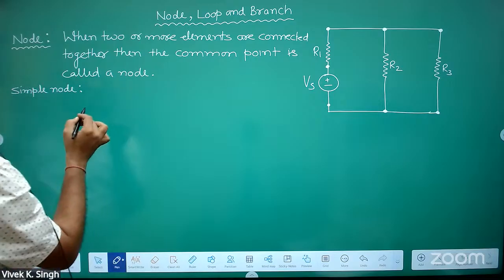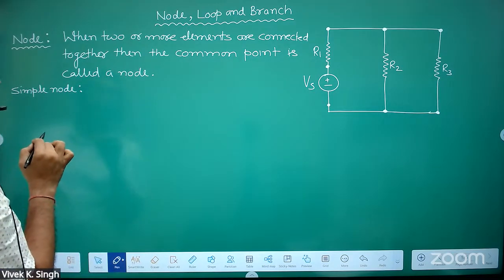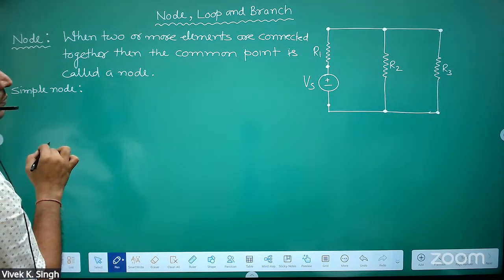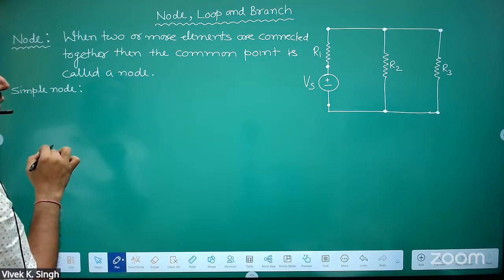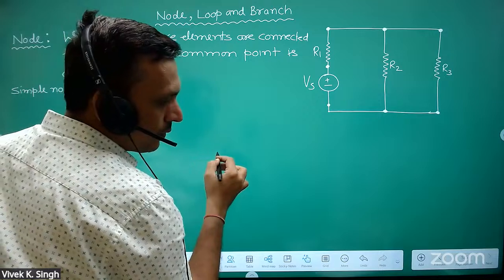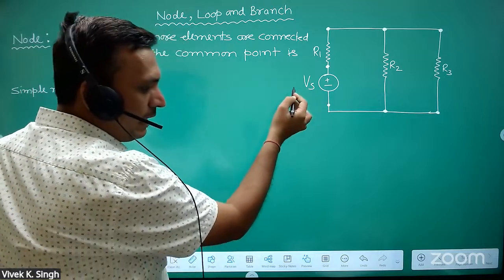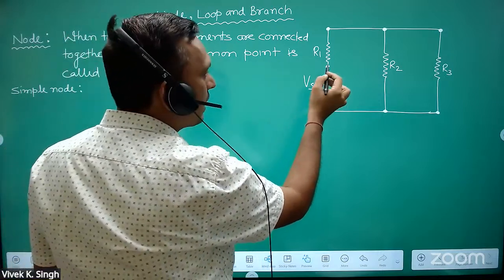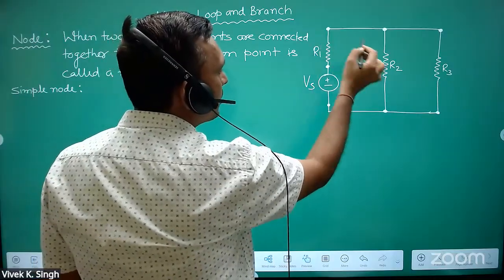In the first case, which is R1 vs. R1 and Vs. They are different elements, and when their elements are connected together, their common point is called as node.